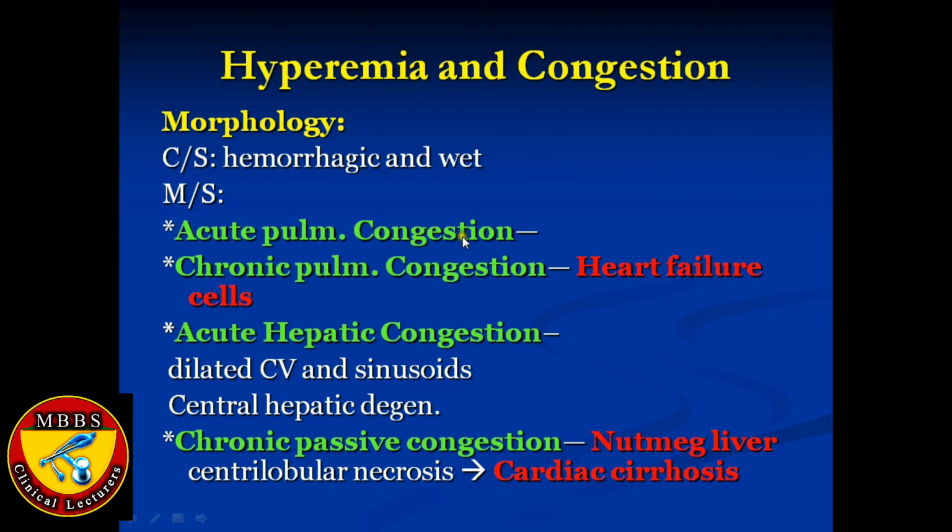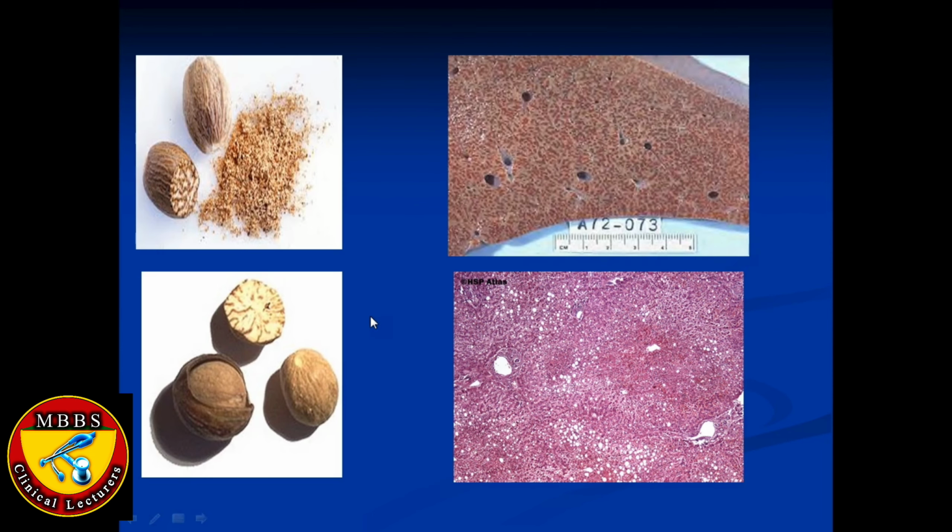Alright, so this was about pulmonary congestion. Now, we can also consider this example of hepatic congestion. Hepatic congestion occurs when there is a blockage of the central vein for some reason. Whenever there is central vein blockage, what would happen? There would be obstruction to the drainage of blood.